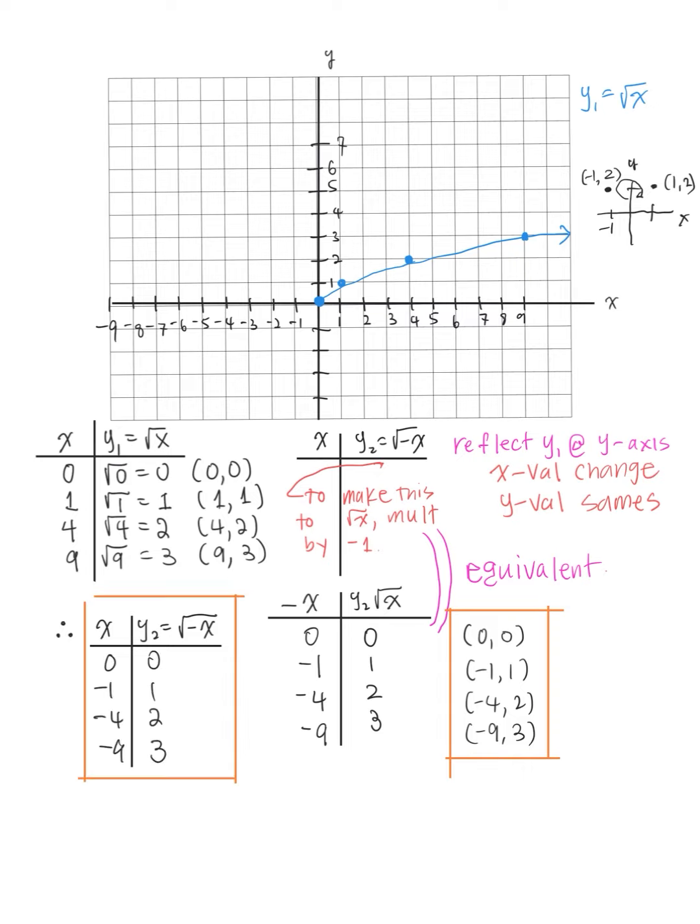All right, so now let's plot points. We got (0, 0). Did this graph just get a little bit blurry? Oh my gosh, or is it just me? Oh my gosh, my eyes. Okay, and then (negative 1, 1), and then (negative 4, 2), and then (negative 9, 3). So now let's just connect these. Oh gosh.